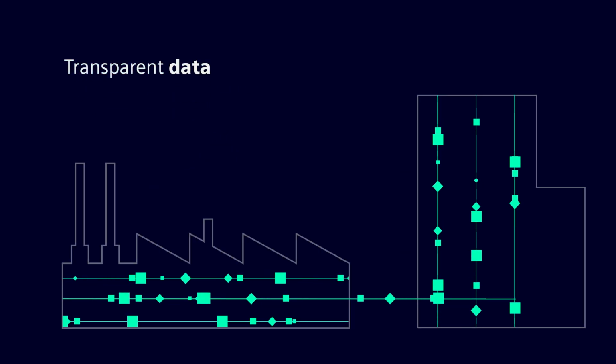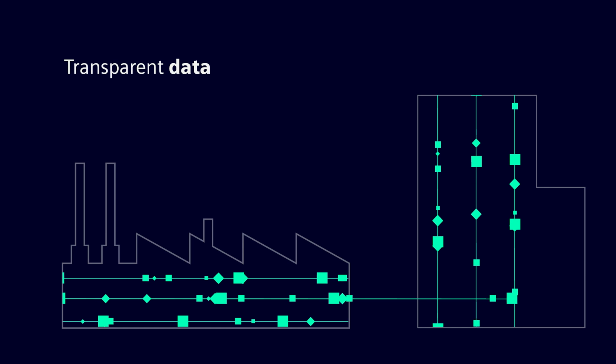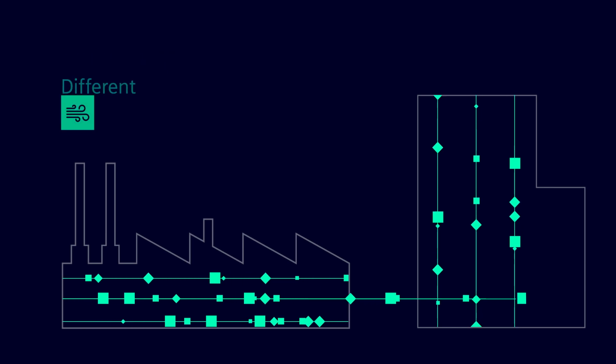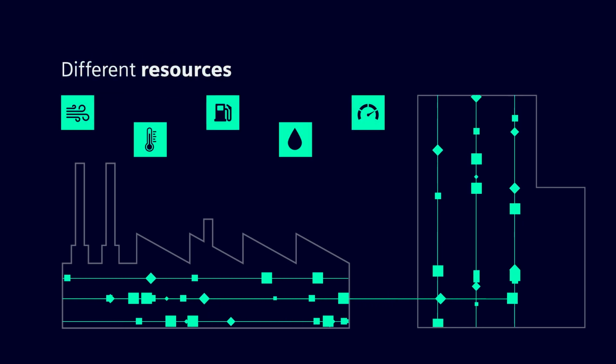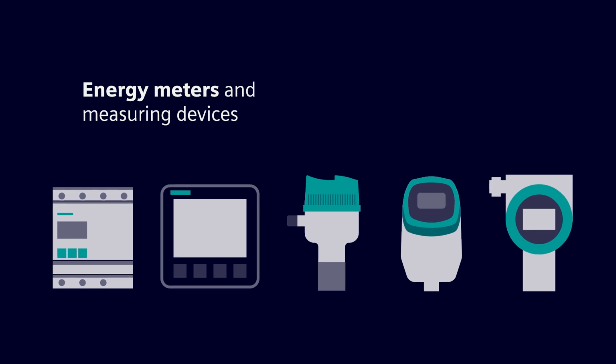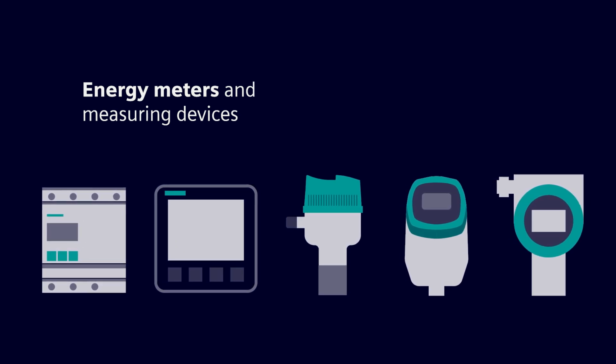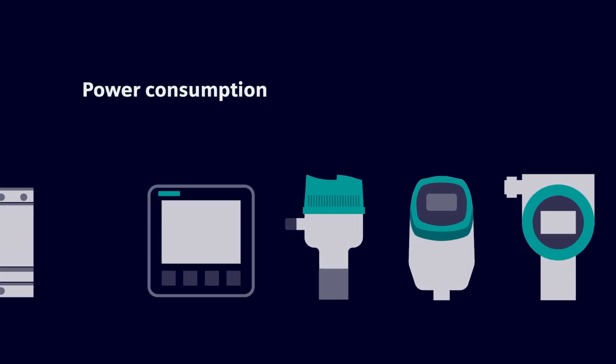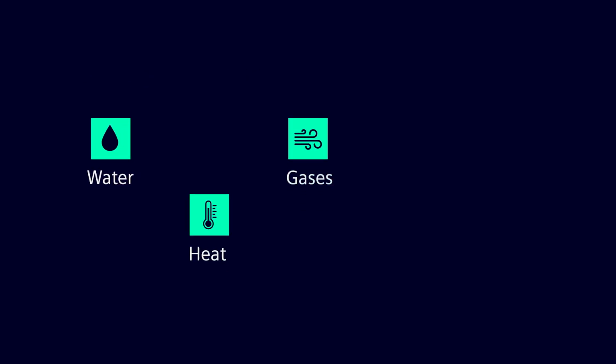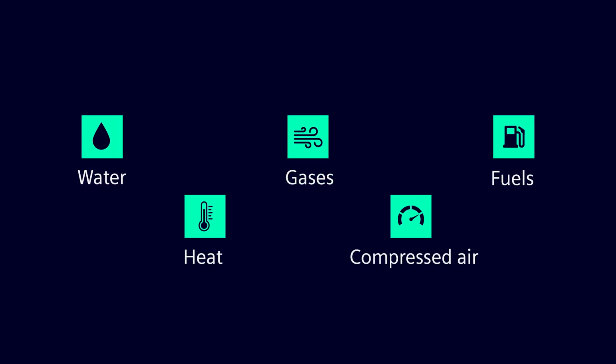Transparent data from the shop floor to the top floor serves as the basis. But how can you get data for all the different resources? With energy meters and measuring devices that record not only power consumption, but also the consumption of other resources, such as water, heat, gases, compressed air, and fuels.